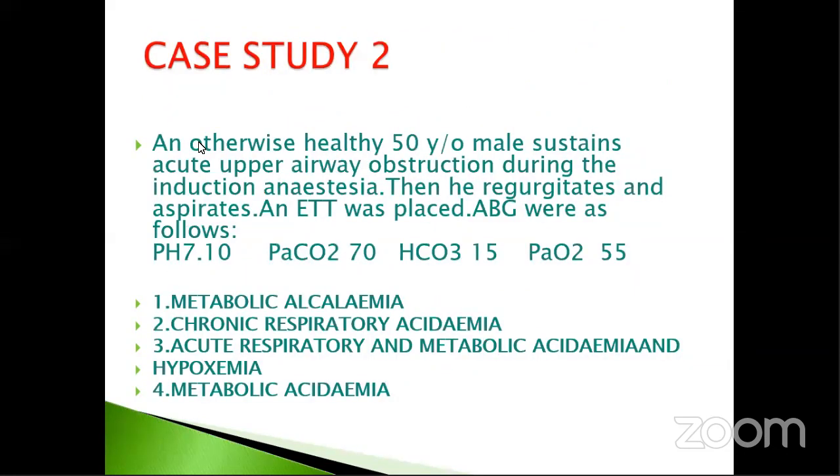Now we'll move to the second case, case study number 2. An otherwise healthy 50-year-old male sustains acute upper airway obstruction during induction of anesthesia, then he vomits, and an ET tube was placed, and ABG were as follows: pH 7.1, PaCO2 70, bicarb 15, and PaO2 55. Please comment on this ABG.